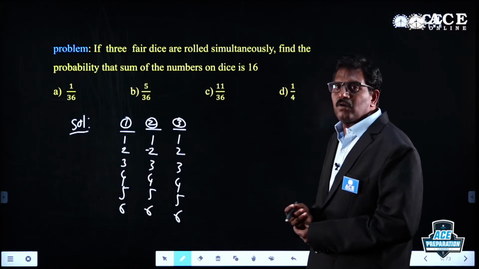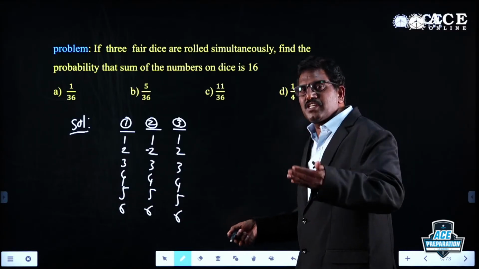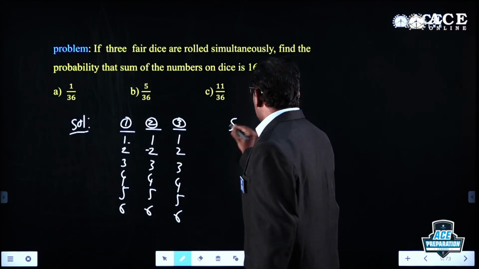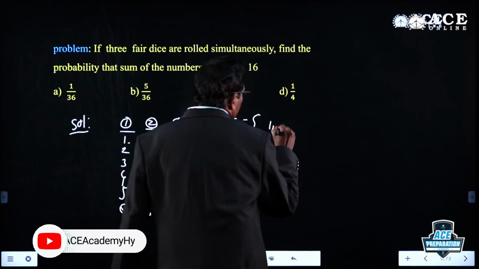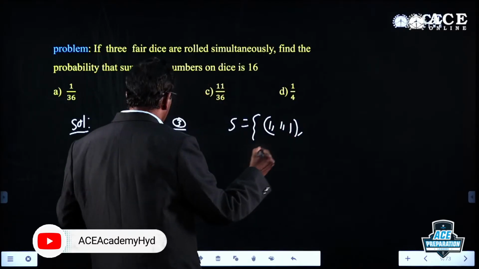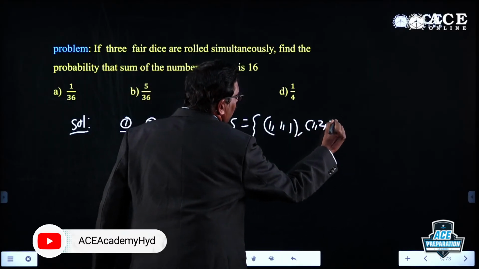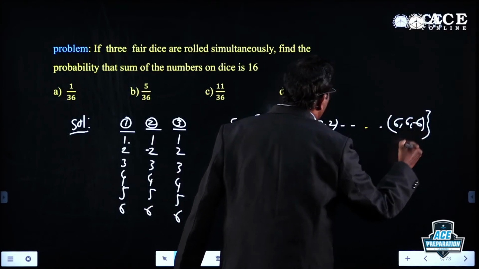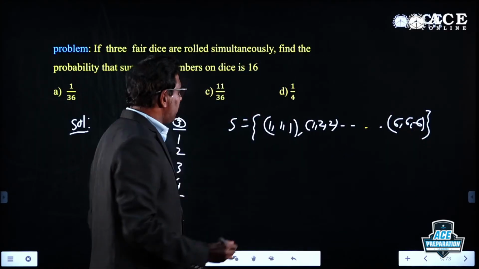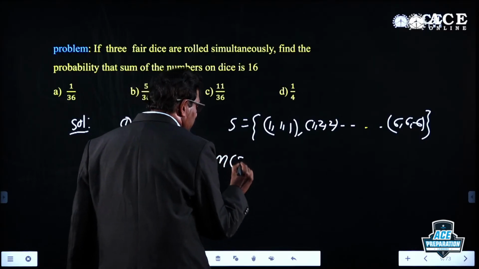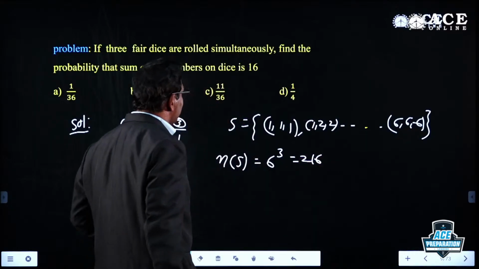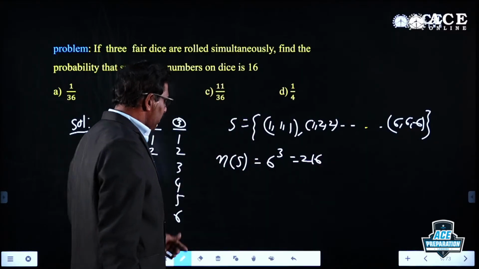If 3 dice are rolled, we will get 6 cube, 6 into 6 into 6. What does it mean? 1,1,1, like that. If you write the sample space, maybe the first is 1,1,1, the second is 1,1,2, and like this, the last one is 6,6,6. Like this we get 6 cube possibilities, which is 216. n of S is nothing but 6 cube, 216 possibilities. This is the denominator.